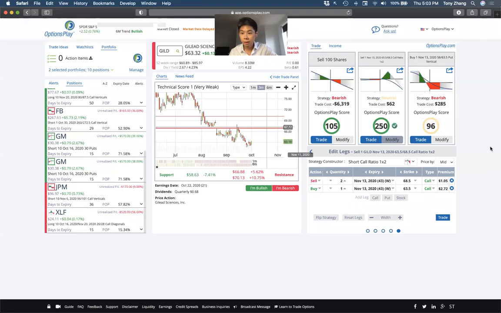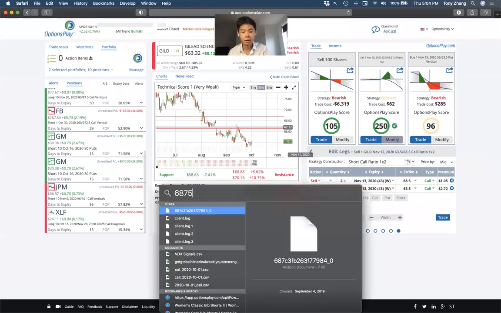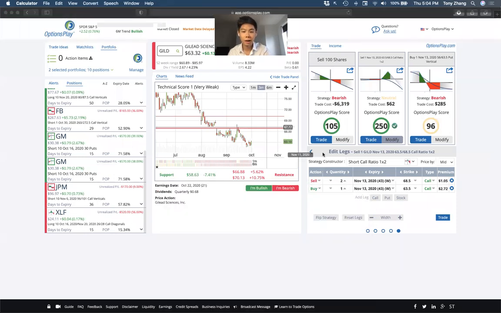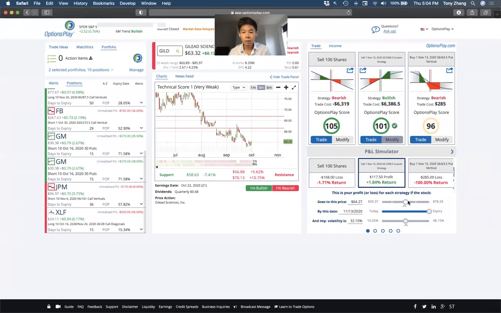You bought it at 68.75, so 68.75 minus the 63.23. You're down about $552, so you're trying to make back $552. And what that means is that the stock would have to get back to about 66.5 in order for you to break even by November 13th, a little better than the 68.75 that you own the stock at.